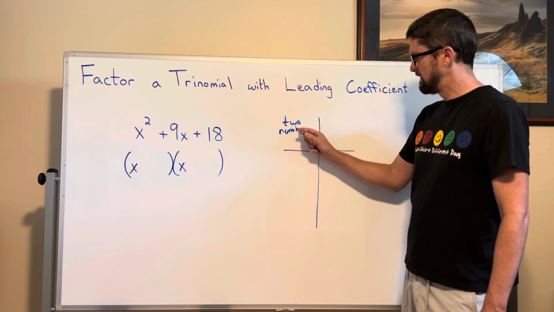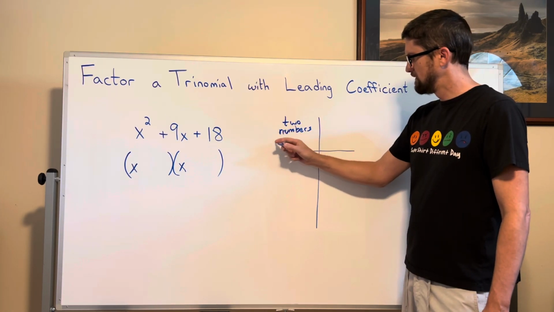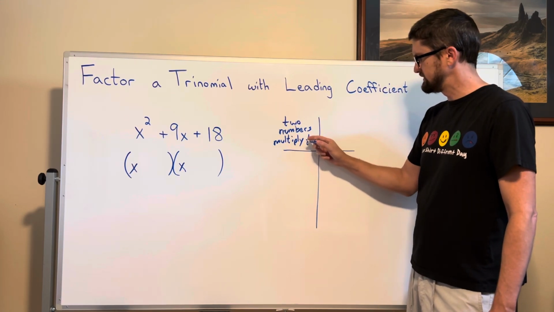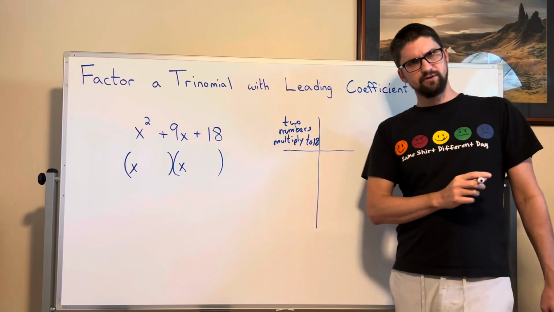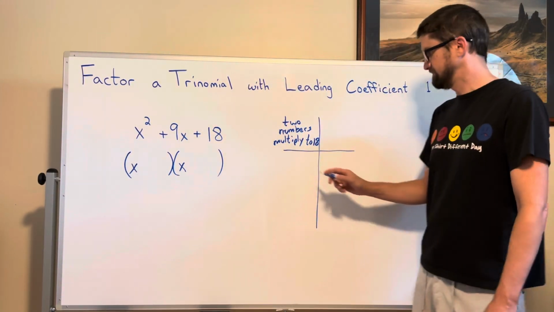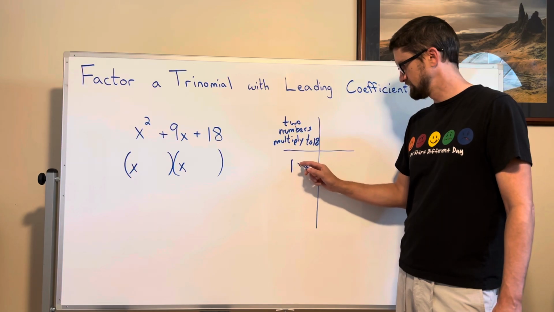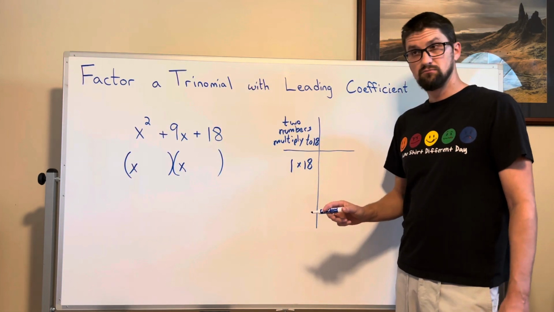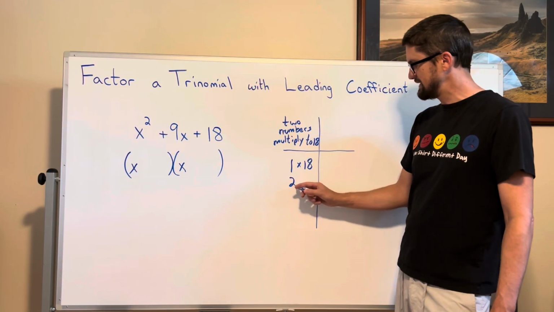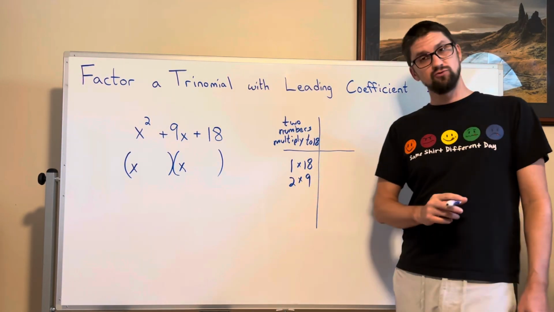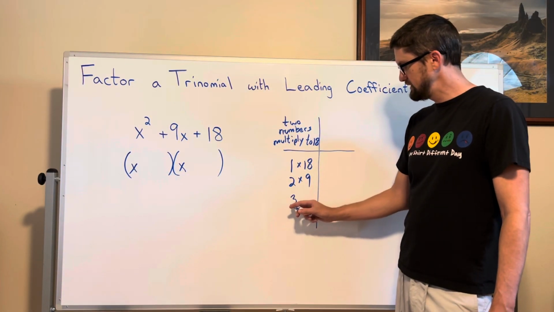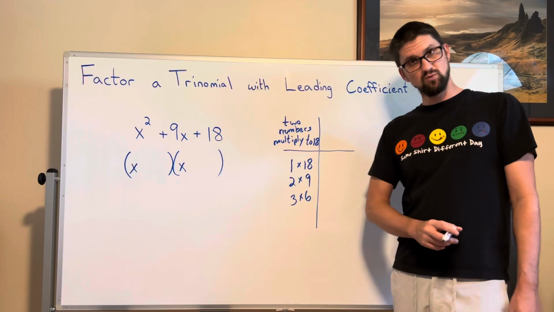that multiply to 18. Just list out all the possible combinations that multiply to give 18. You've got 1 times 18. 1 and 18 multiply to give 18. You have 2 times 9. Those 2 numbers multiply to 18. And we have 3 times 6 as well.